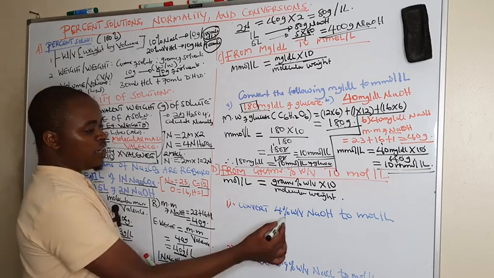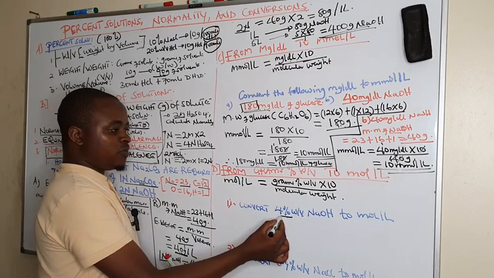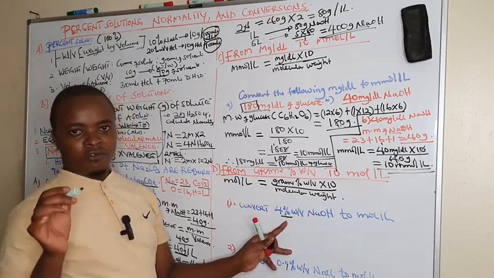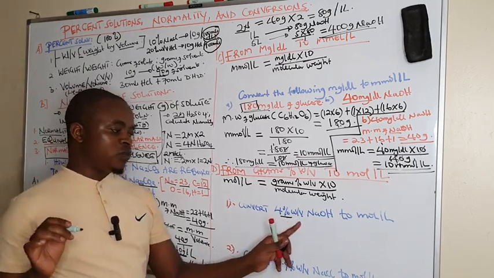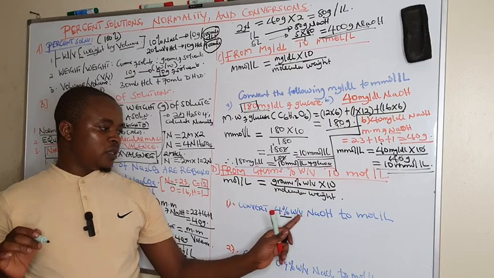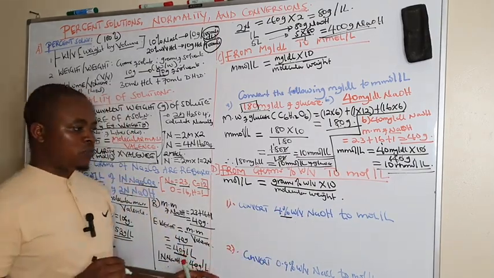So if I'm given an example that converts 4% weight by volume, 4% means 4 grams dissolved in 100 mils. That is what this one means. 4 grams of sodium hydroxide dissolved in 100 mils of distilled water. That is what we mean.